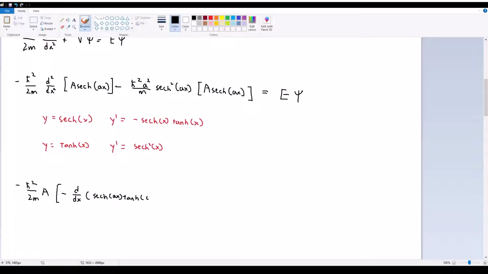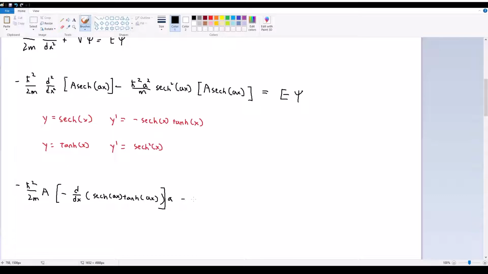A times hyperbolic tangent ax. And then we close this off. And then just like any other derivative of trig functions, we have to utilize product rule. And the derivative of ax with respect to x is going to give us a. So we're going to pull out a factor of a at the front here.